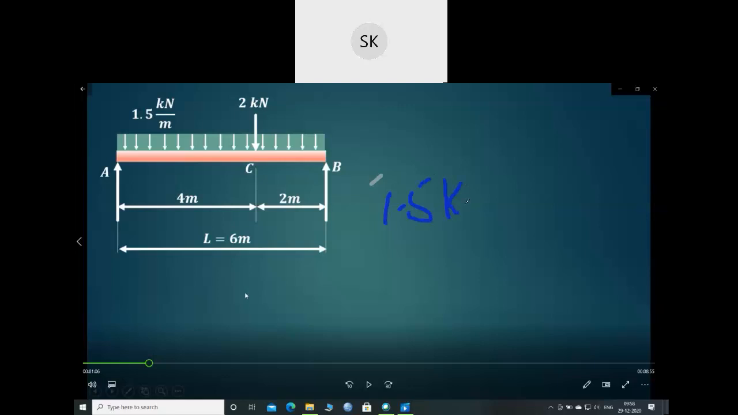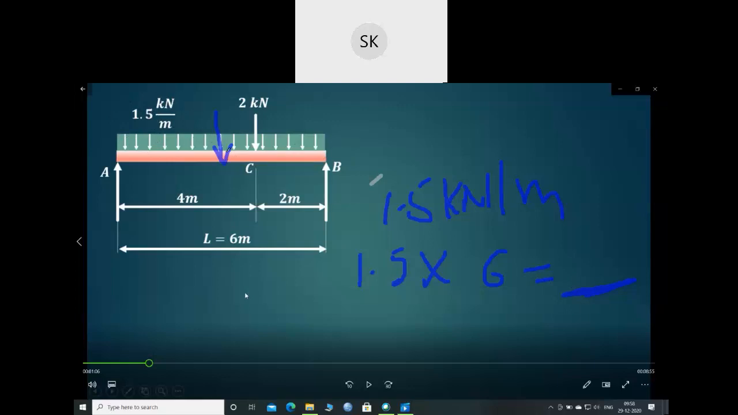1.5 kilonewton per meter. If I need to convert this load into a point load, what do I have to do? This UDL is acting over the whole span, so multiply with 6 and you'll get a point load. Now where do you place the point load? At the midpoint. The whole span was 6 meter, so you place the load at mid span, which is 3 meter, right? So you replace this UDL with a point load by multiplying the load with the whole span, because this is acting over the whole span.